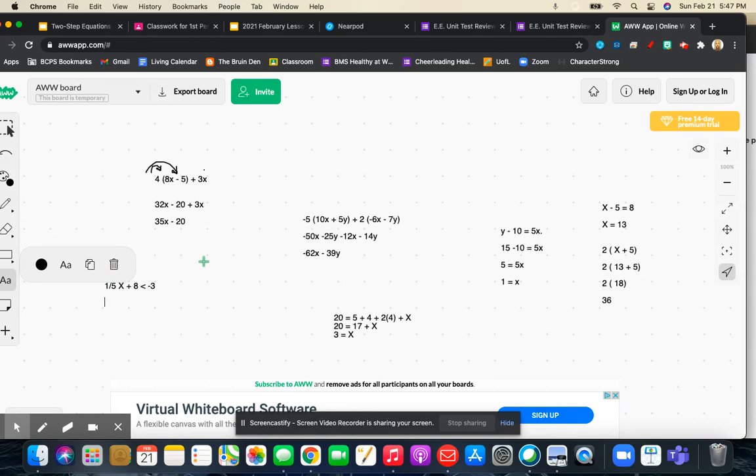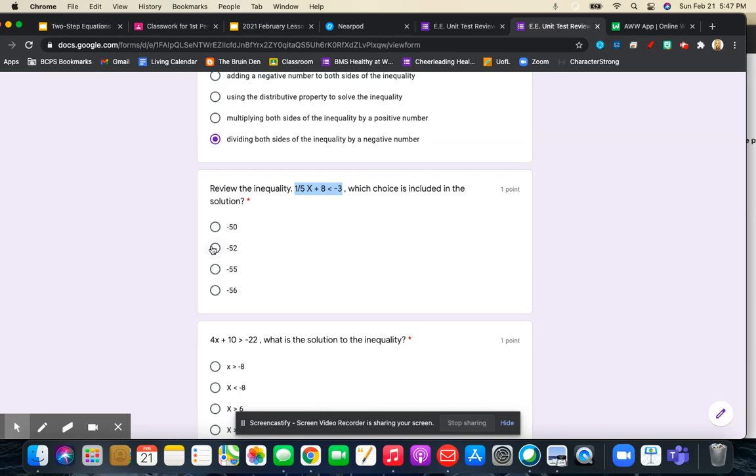All right, so we need to solve for this inequality. The first thing we will do is take away 8 from both sides. Negative 3 minus 8 is negative 11. We need to multiply by the reciprocal of 1/5, which is 5. So negative 11 times 5 is negative 55. X has to be a number less than negative 55. So if we go over to our answer choices, negative 50 is greater, negative 52 is greater, negative 55 is equal, but we do not have an equal option. So it has to be less than, which the only option is negative 56.